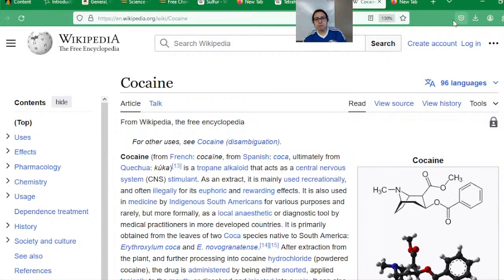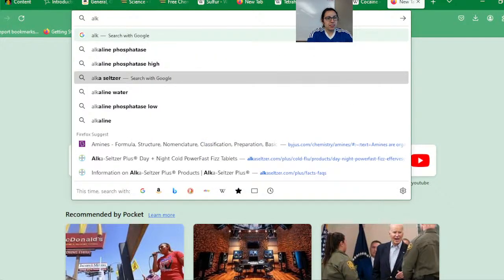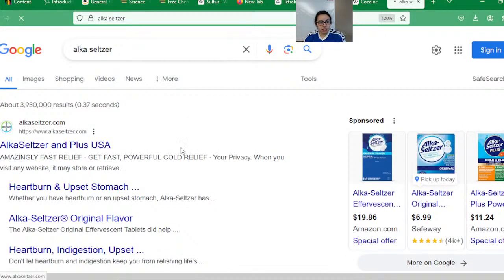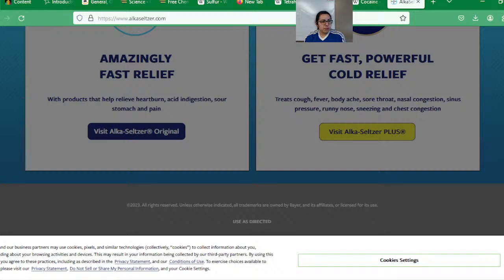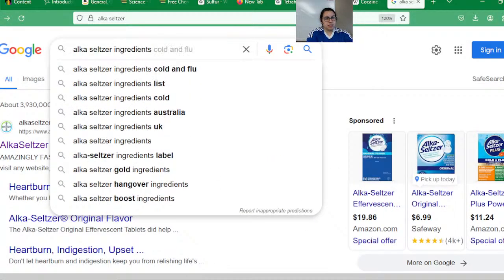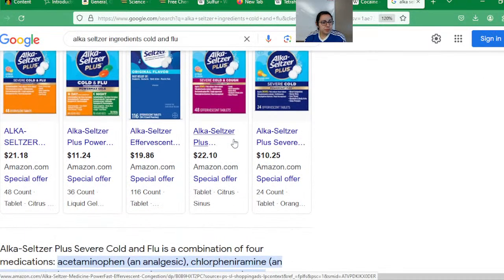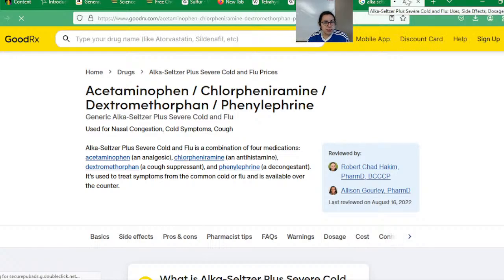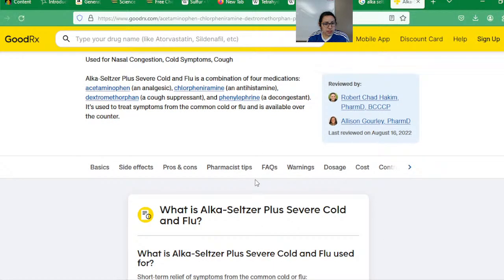Let's think of more. Alka-Seltzer. This is another mixture. Let's see if I can find one with the ingredients. Yeah, this is the one I was thinking of, because it has acetaminophen in your Alka-Seltzer. So the Alka-Seltzer is a mixture. They're not showing what else is in there, because there's baking soda and citric acid to make it fizz.